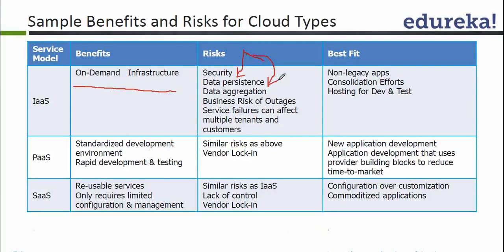Coming to PaaS, it would definitely give you a standardized development environment, but a public PaaS would have the same risks as AWS. Plus, it would have vendor lock-in. If you are using Google App Engine, you can't move to Amazon Elastic Beanstalk easily. So is the case for SaaS. If you're using Gmail, you can't go to Outlook online like that. You can't move that.